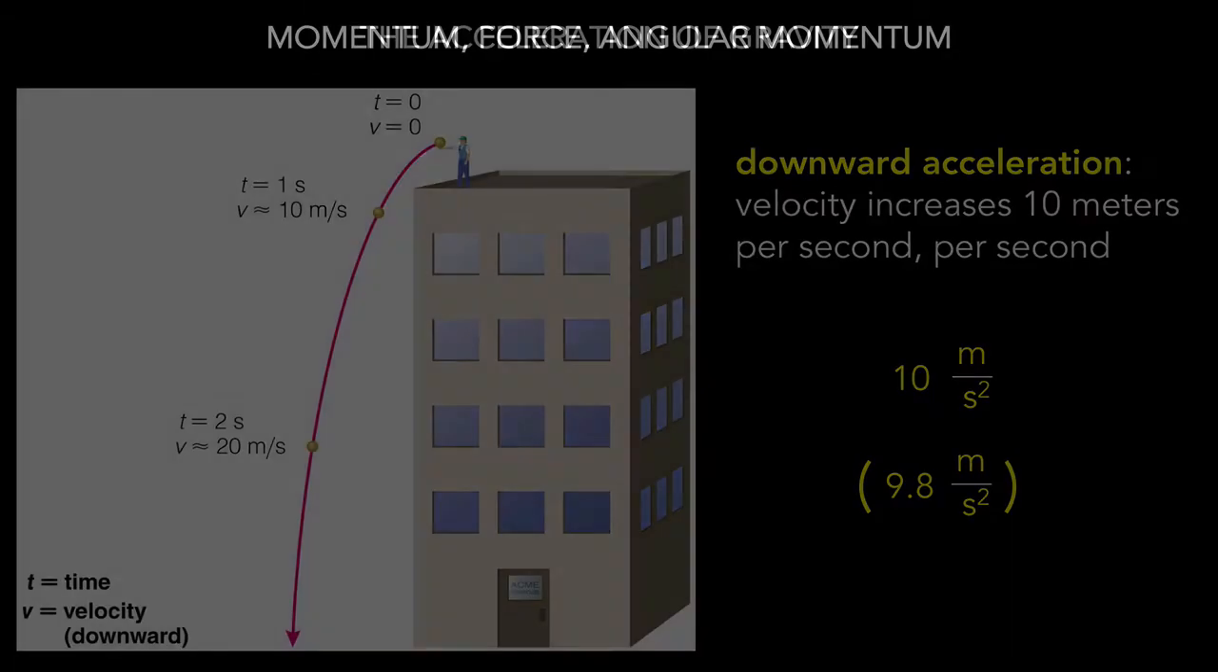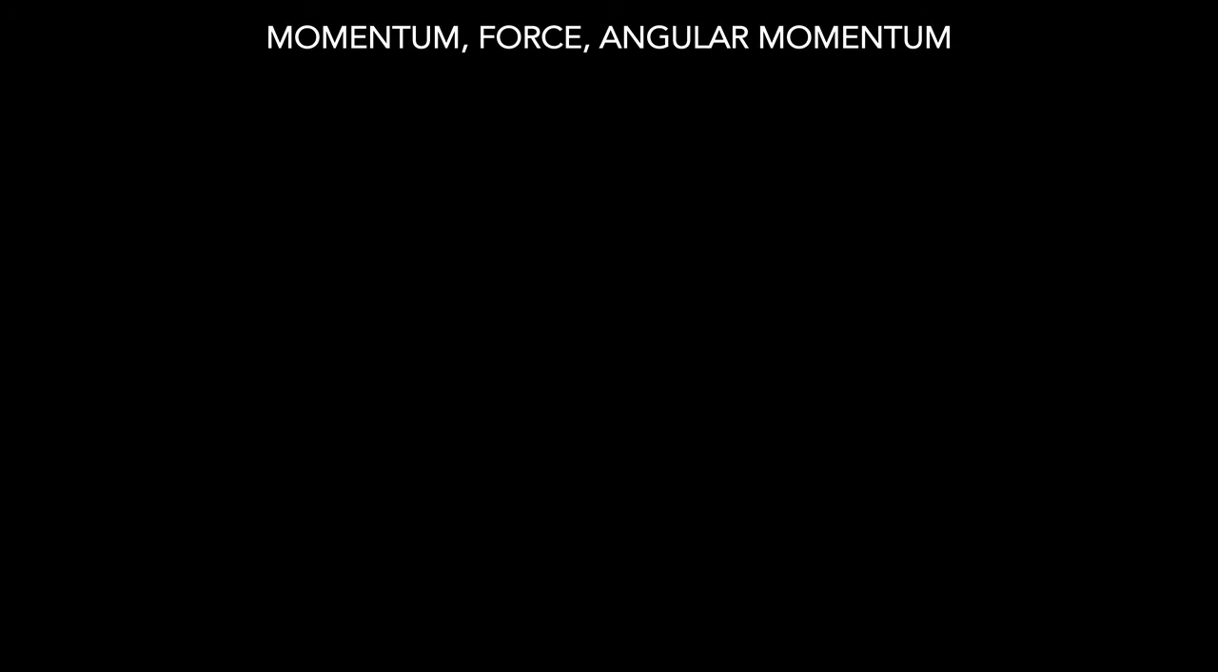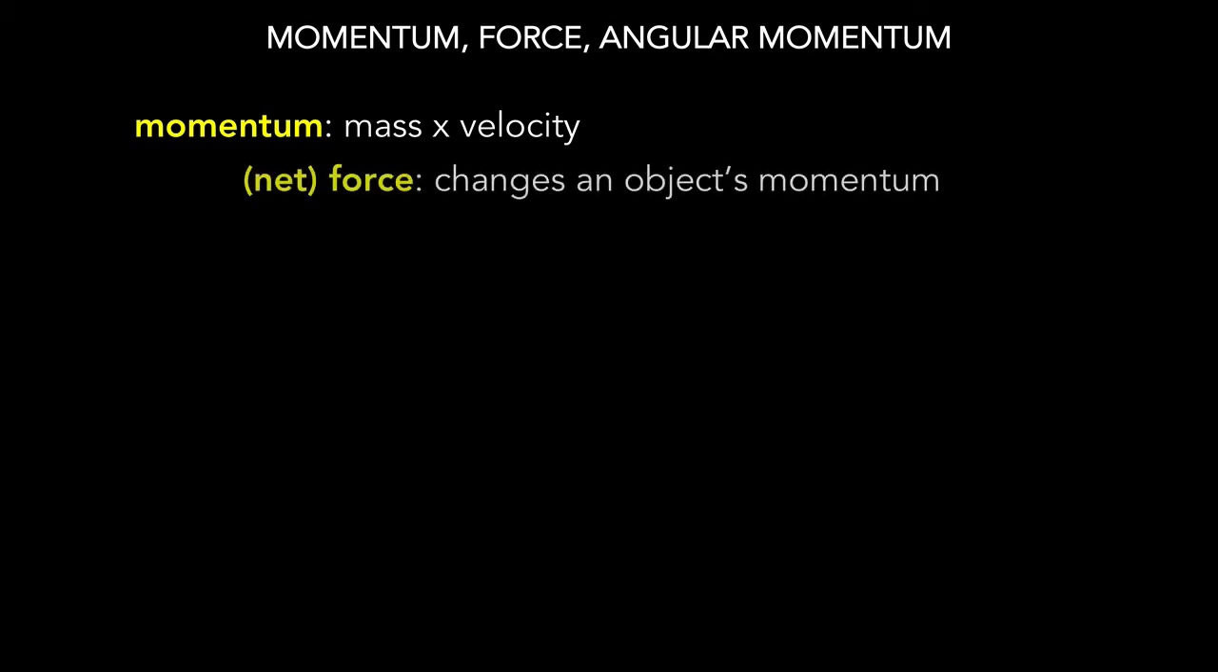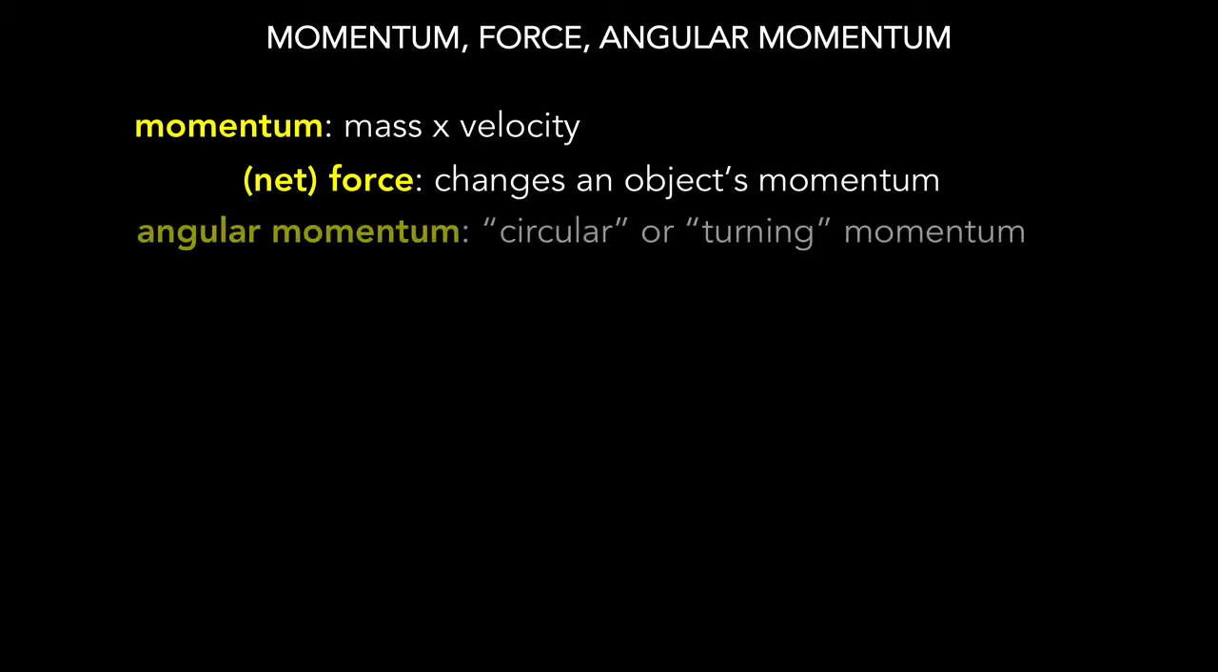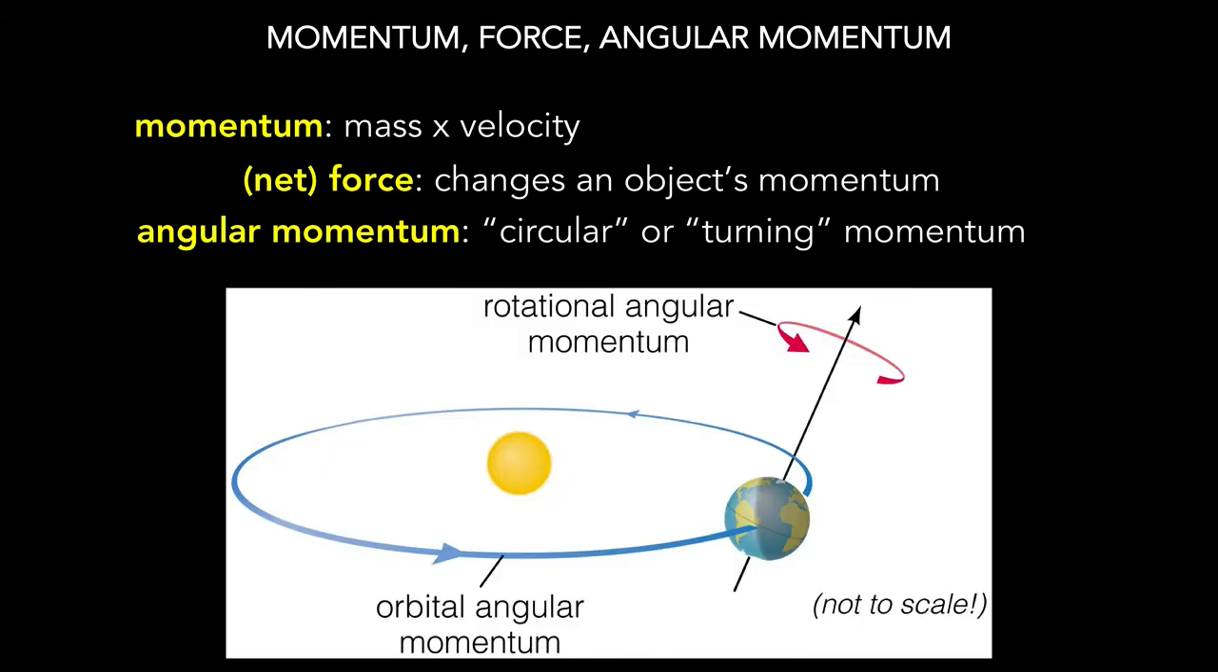Another crucial idea of motion is what we call momentum, defined to be an object's mass times its velocity. As discussed in more detail in your textbook, an object's momentum can change only when some overall, or net, force is acting on it. In astronomy, we are particularly interested in the special type of momentum called angular momentum, which is the momentum of an object as it turns through an angle. For example, we see that Earth has angular momentum both as a result of its rotation, which we call rotational angular momentum, and its orbit, which we call orbital angular momentum.